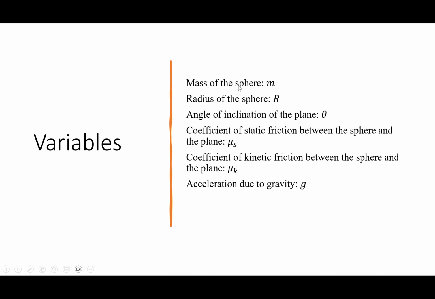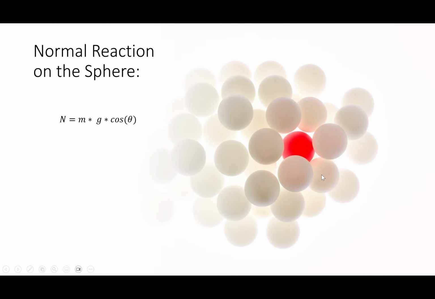So some variables that are going to be seen in the following equations can be m, capital R, theta, and so on and so forth. All these variables refer to different values, such as the acceleration due to gravity, which is referred to as lowercase g. So the equation of the normal reaction on the sphere is mg cos theta, as you can see here.